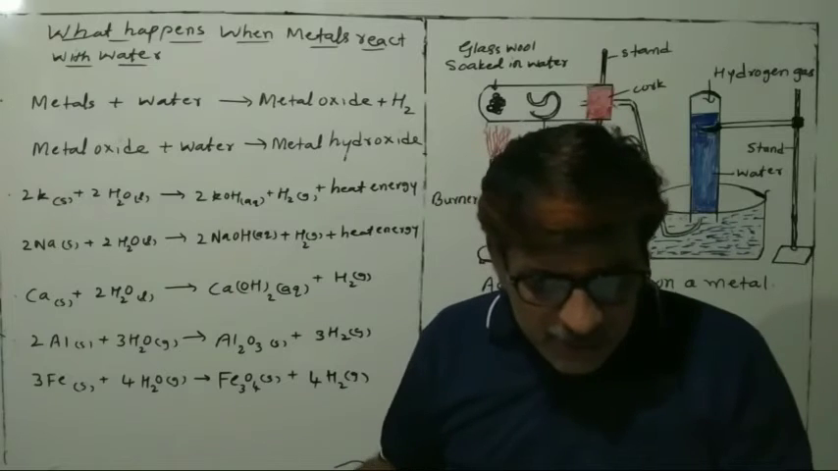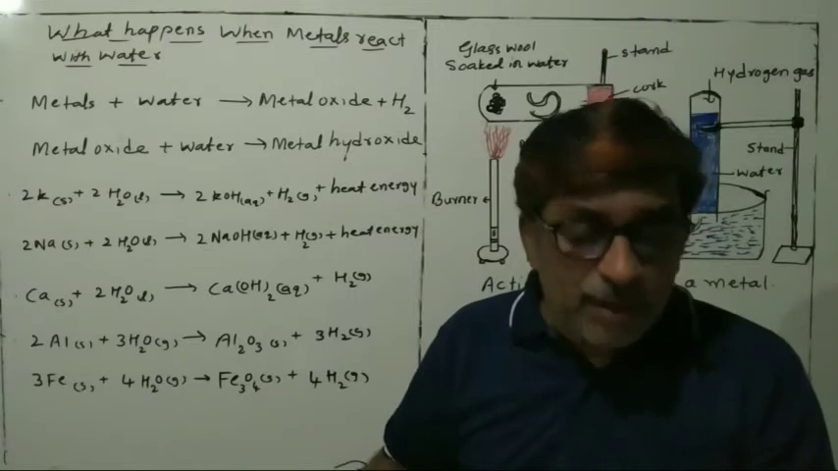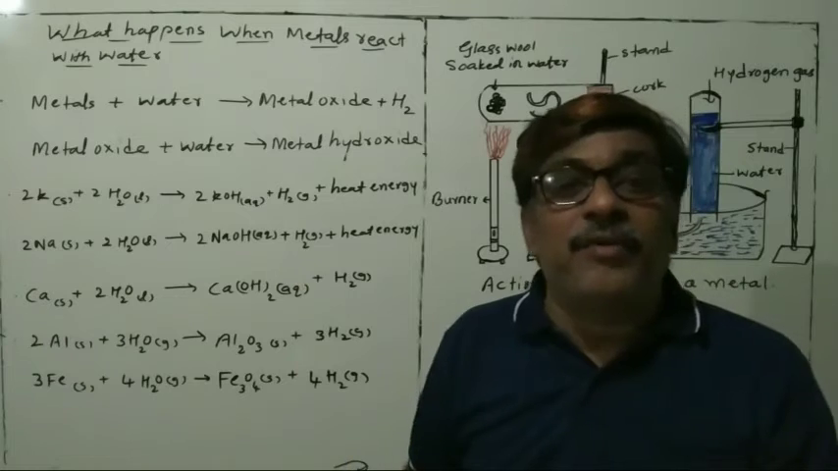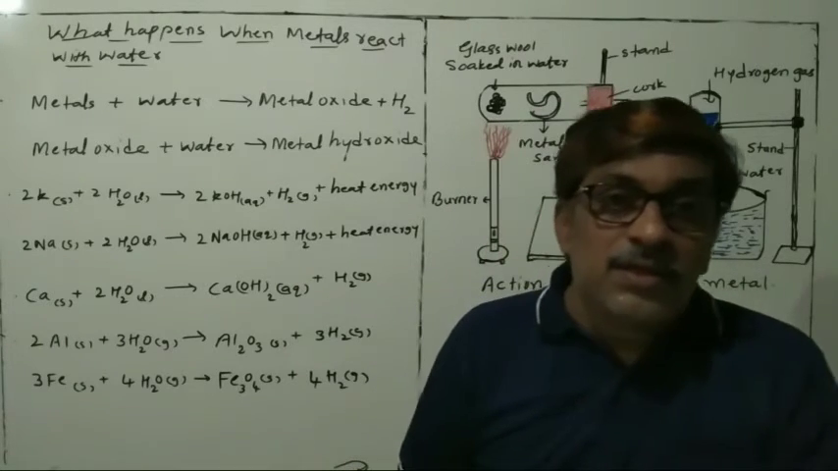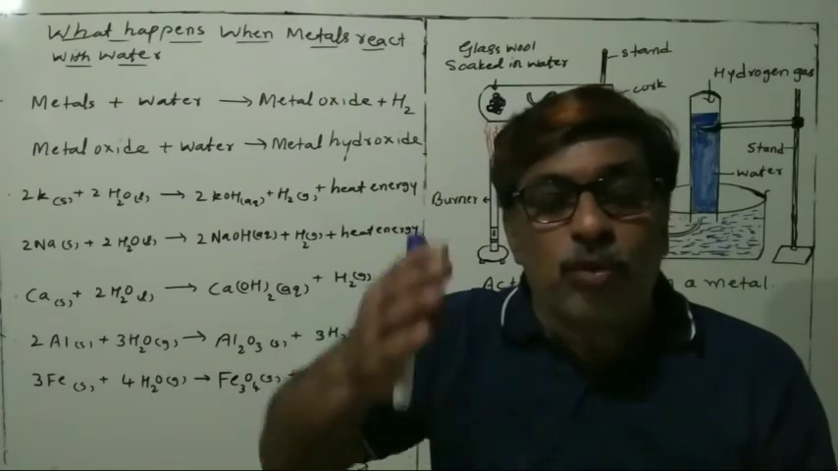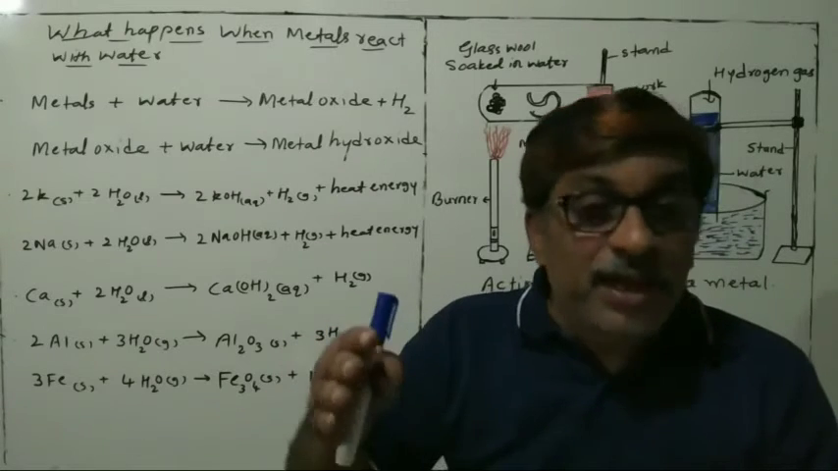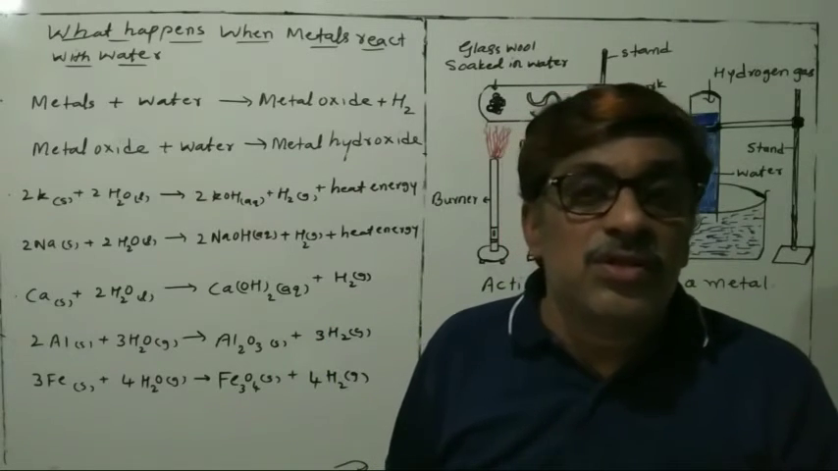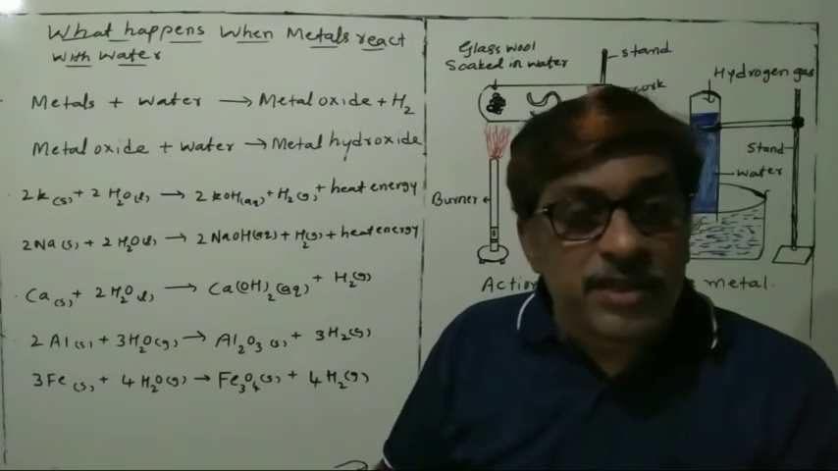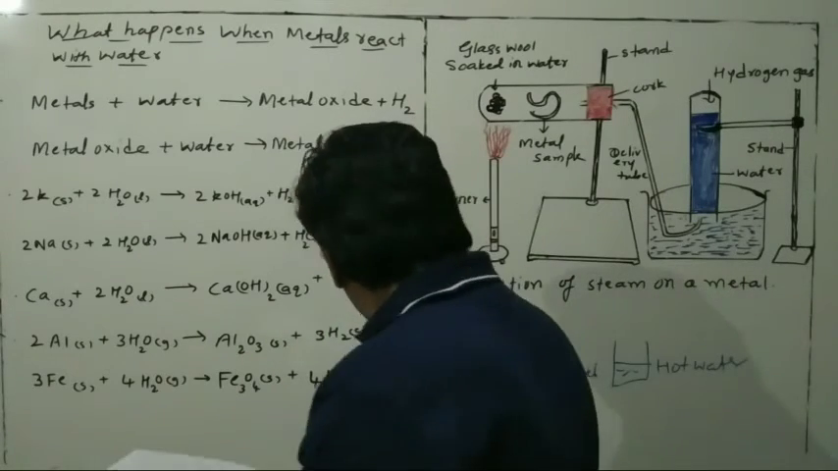Now for some of the reactions, we arrange the sodium, potassium and calcium metals in the increasing order of their reactivity with water. Dear students, arrange the sodium, potassium and calcium metals in the increasing order of their reactivity with water. So how can you write it? Calcium is less reactive than sodium and potassium. Like this way you can write.